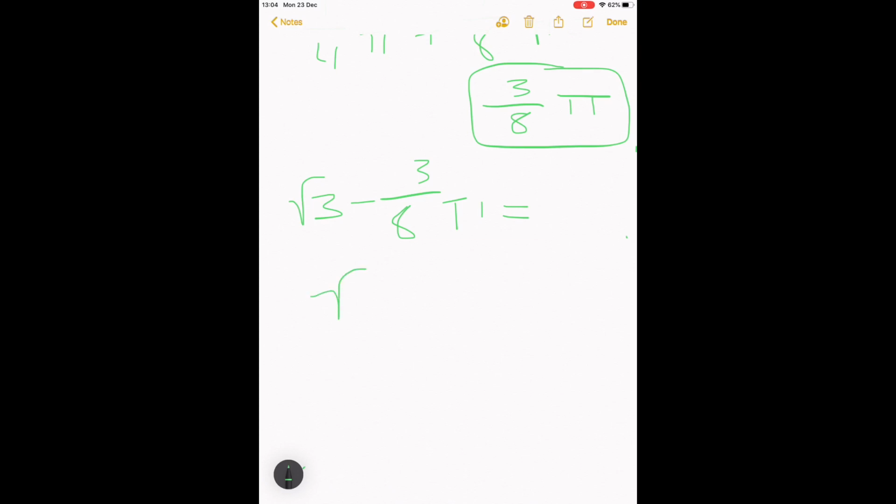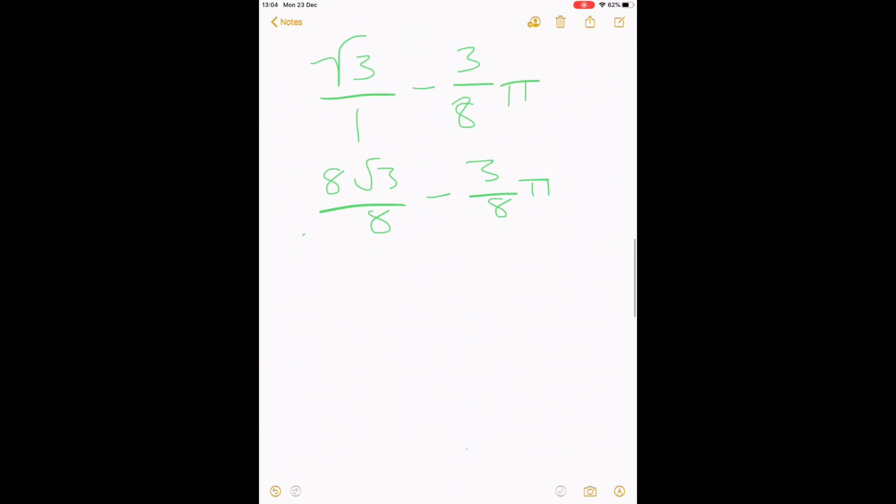We can do root 3 over 1 minus 3/8 pi. To make the same denominator, you would just multiply the root 3 over 1 by 8. So you have 8 root 3 over 8 minus 3 over 8 pi. And then we can just make it easier for ourselves by putting it under the same denominator. So then we just have 8 root 3 minus 3 pi over 8 would be the area of our shaded region in the middle.